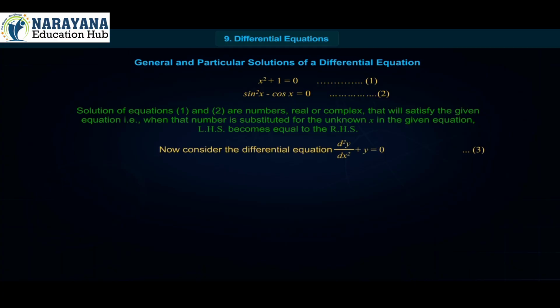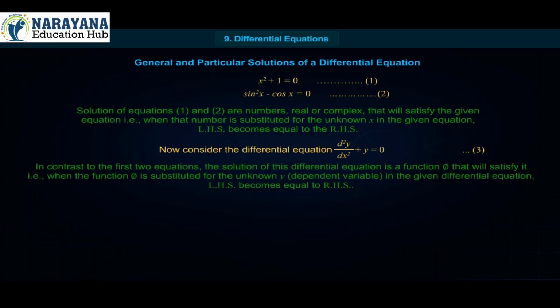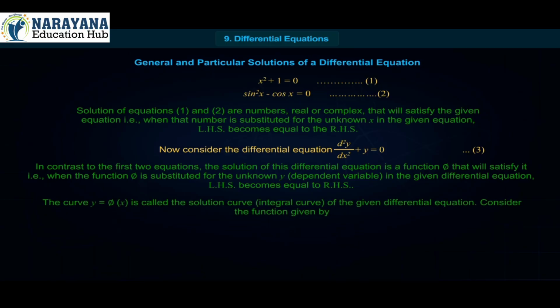Now, consider the differential equation d square y by dx square plus y is equal to 0. Equation 3. In contrast to the first two equations, the solution of this differential equation is a function phi that will satisfy it. That is, when the function phi is substituted for the unknown y, which is the dependent variable in the given differential equation, left hand side becomes equal to right hand side.